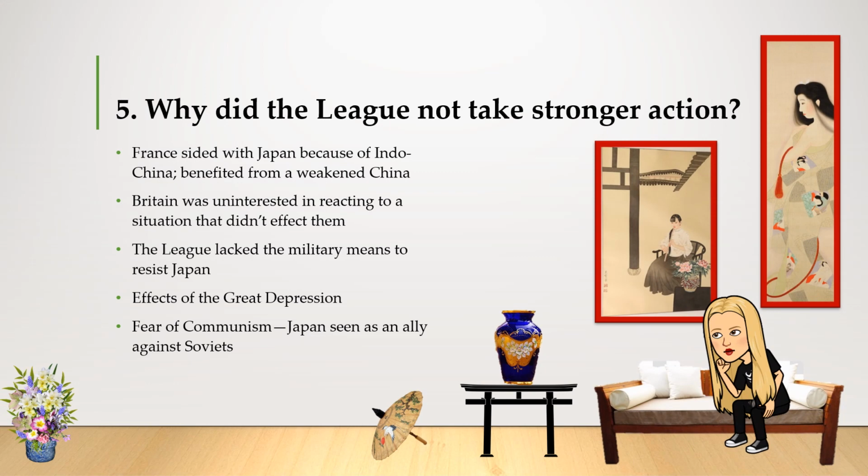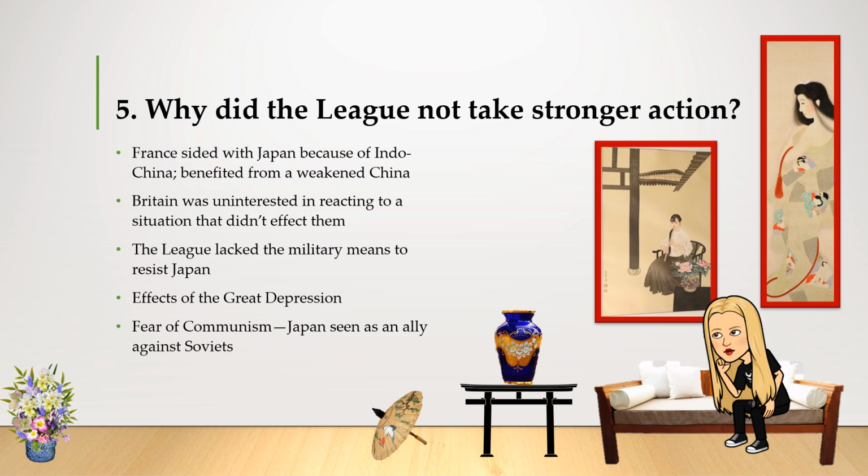Why was no further action taken against Japan? France, as one of the key members of the League, felt that it had no reason to fall out with Japan. As the colonial power in Indochina, it also had much to gain from a weakened China. Britain was also cautious in its response. Although there were some in the ruling Conservative Party who believed that the principle of collective security should be upheld, it was unwilling to act when its own interests were not at stake. In any case, it lacked the military means to resist Japan.